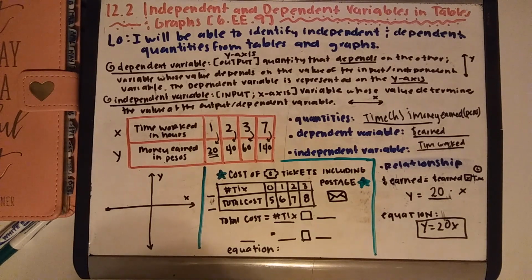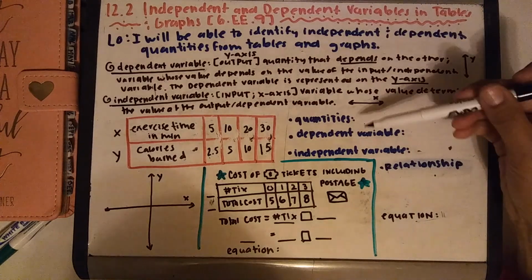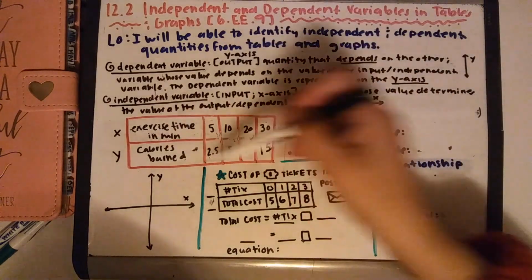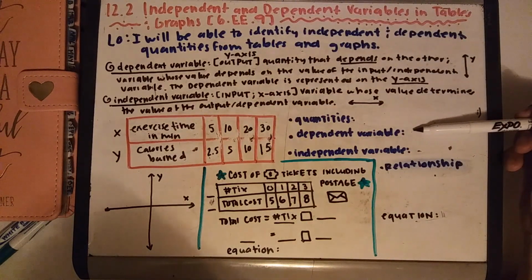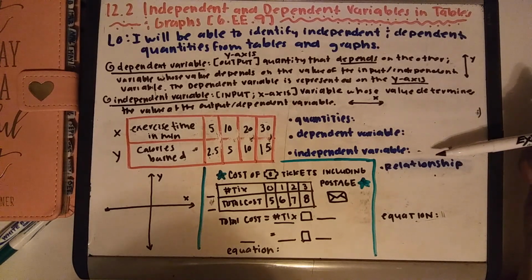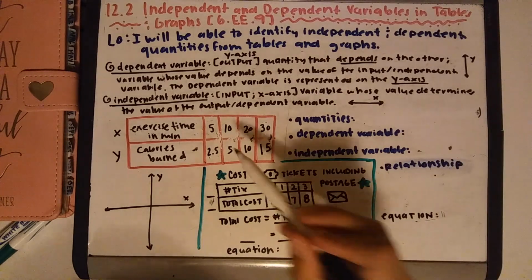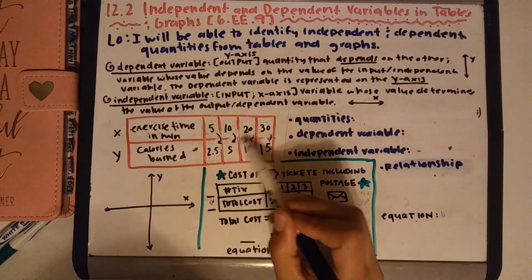Okay, let me go ahead and give you one to do, and you're going to figure this out on your own. So what are the quantities measured in this scenario? Which one is your dependent variable? Which one is your independent variable? And what's the relationship? So think about, how am I going from this to this?